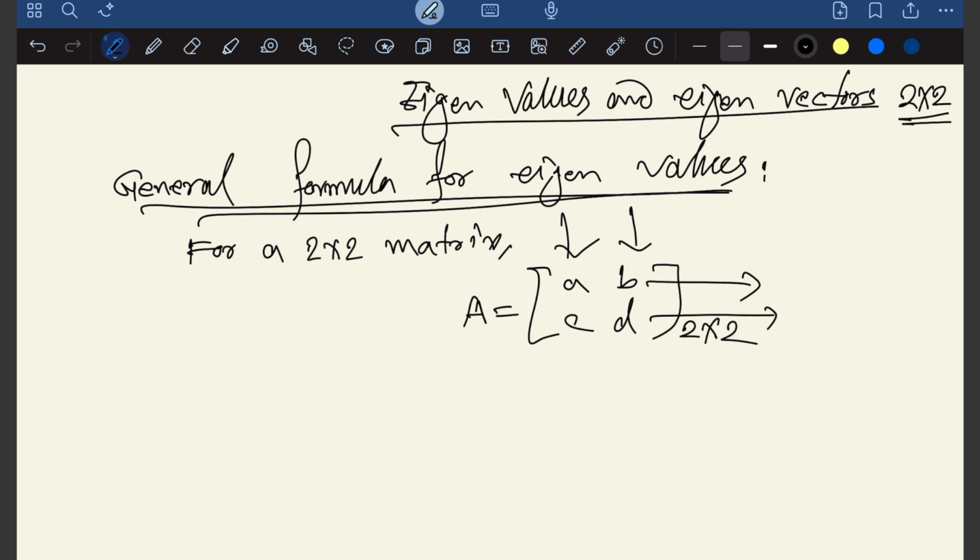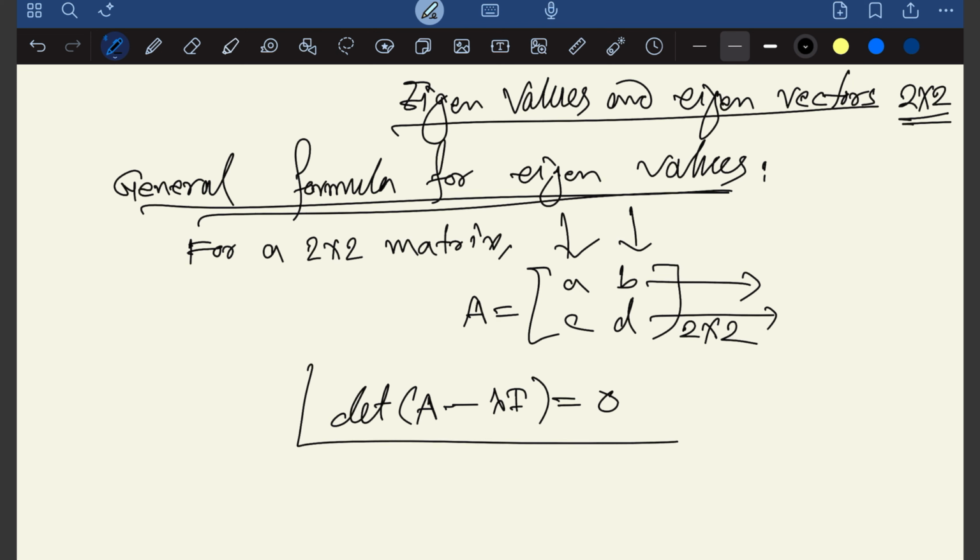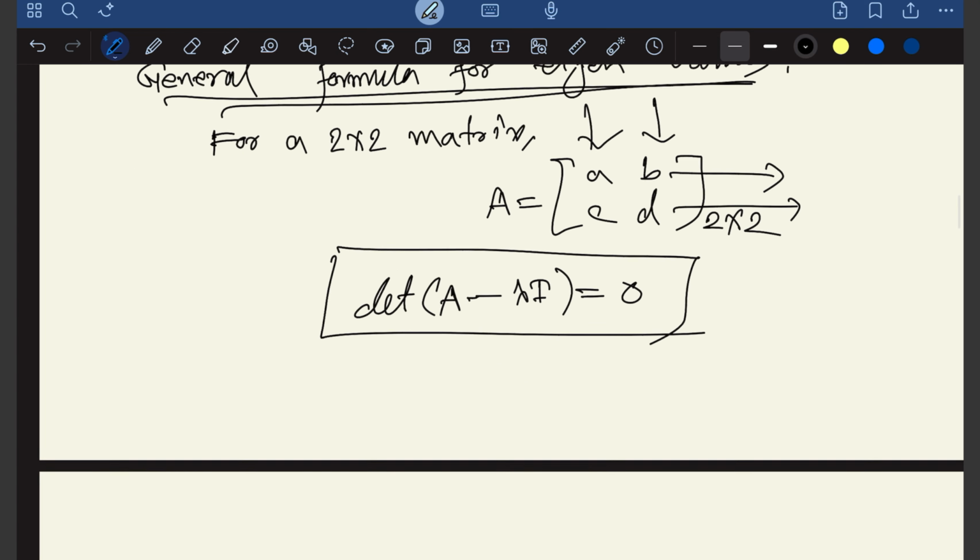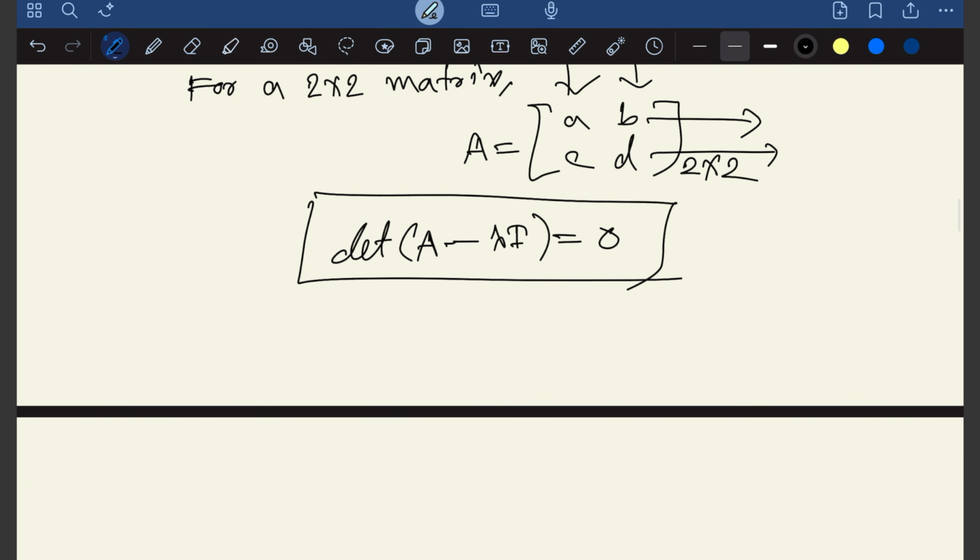Actually, the general formula for a 2 by 2 matrix is: determinant of A minus lambda I equal to 0. Lambda is a scalar. So I have to find the determinant of A minus lambda I, then equate it to 0, and then the lambda values will be the eigenvalues. So how to find A minus lambda I? First let's find A minus lambda I.